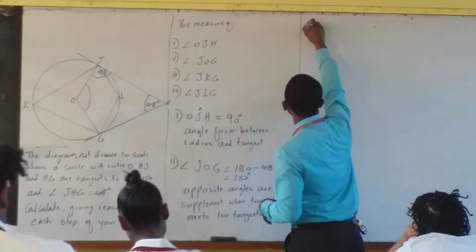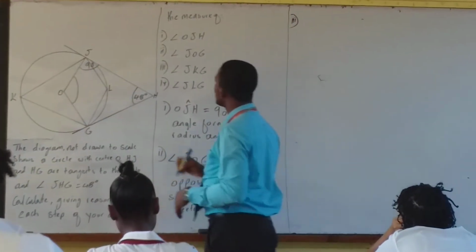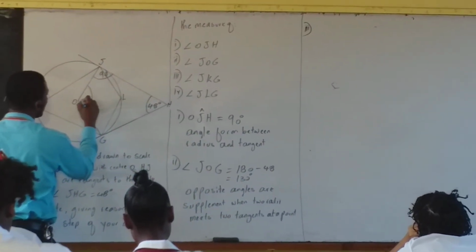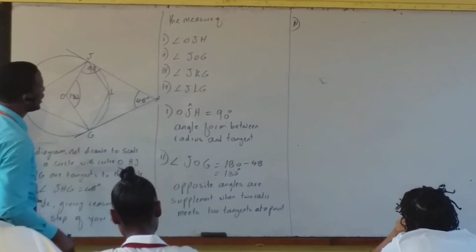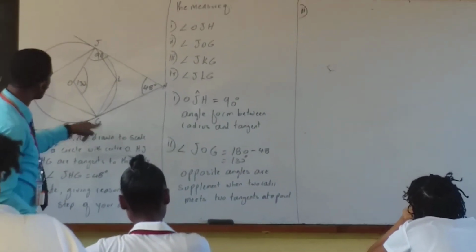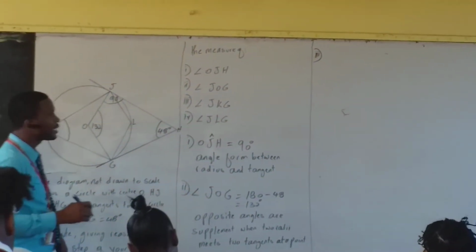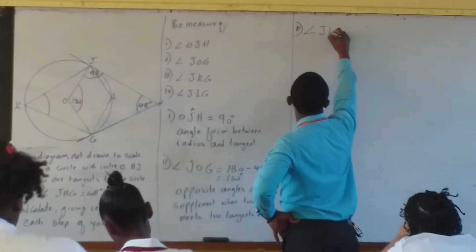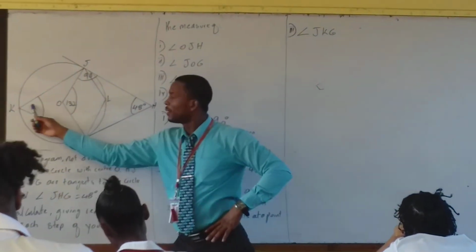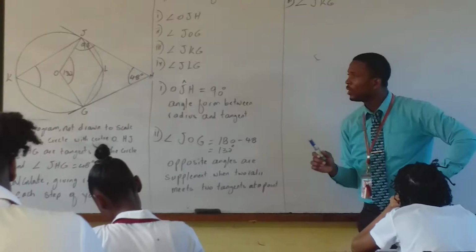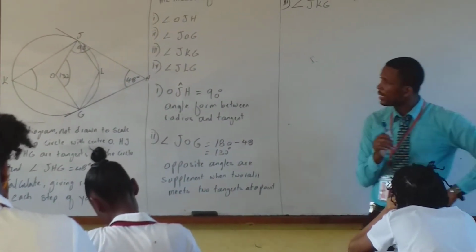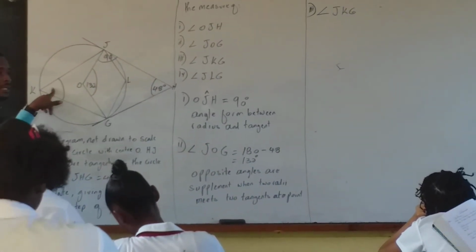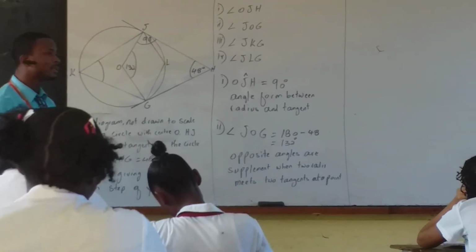We're now at part 3 of the question. It says angle JKG. Let's just fill in right here at the center, which is 132. We're now going from J to K to G, which is right here. What's the size of this angle? Where is that angle located? At the circumference. Is there a relationship between angles at the circumference and the angle at the center?